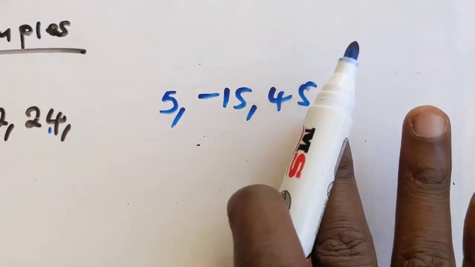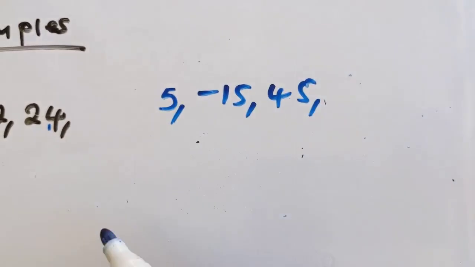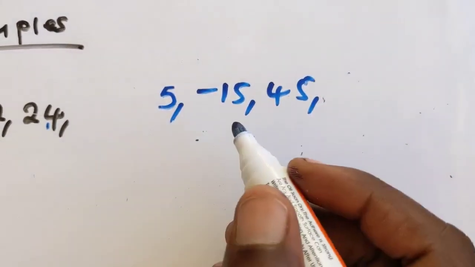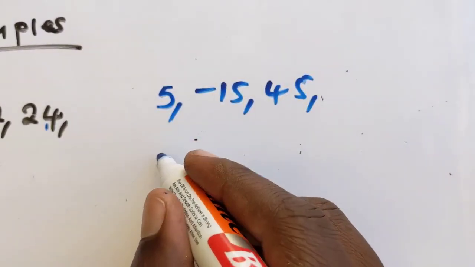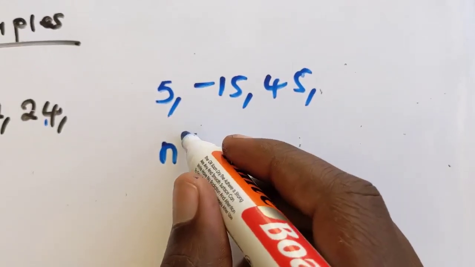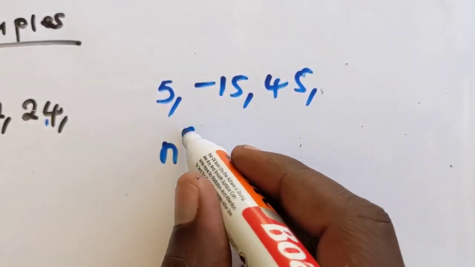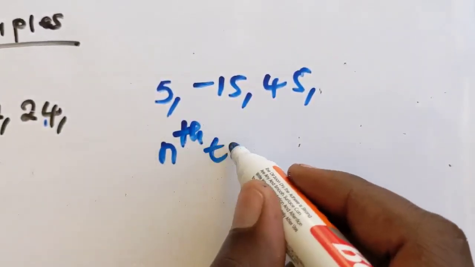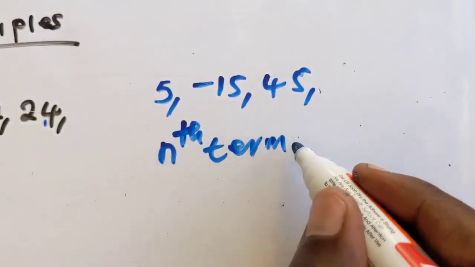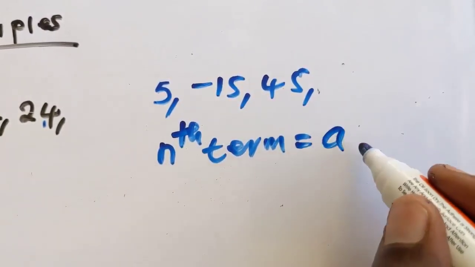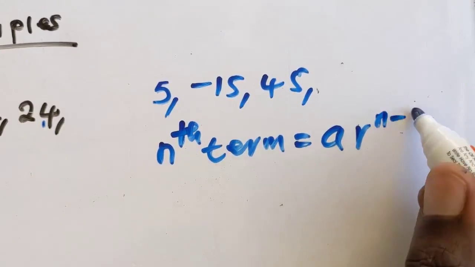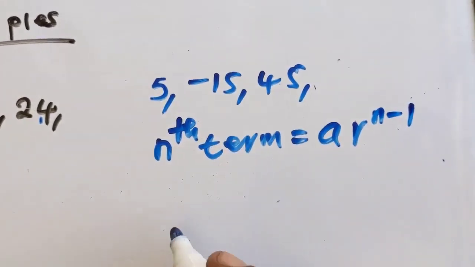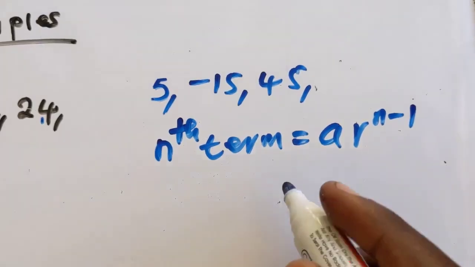You're not given the fourth term. So the way you can find the fourth term is by using the formula for the nth term, which is the nth term equals a r to the power n minus 1. So make sure that you know this formula because it won't be given to you.